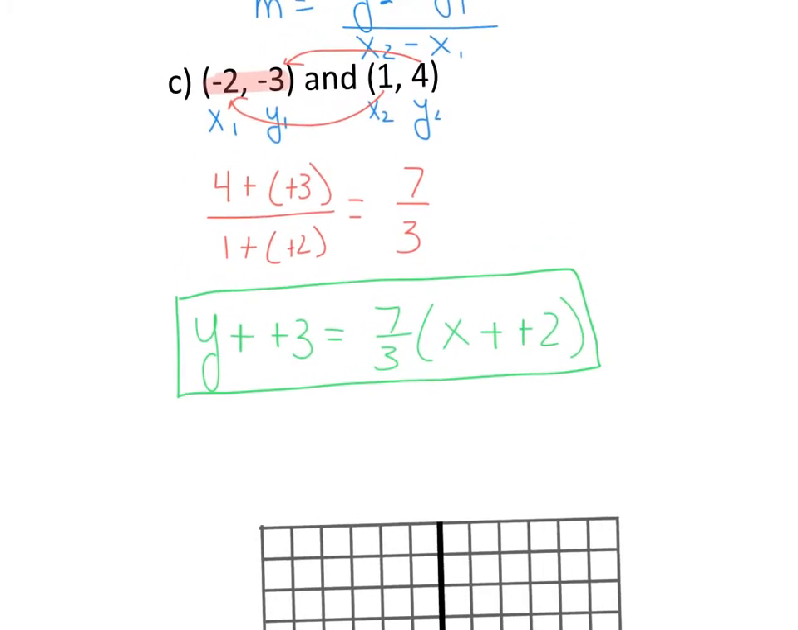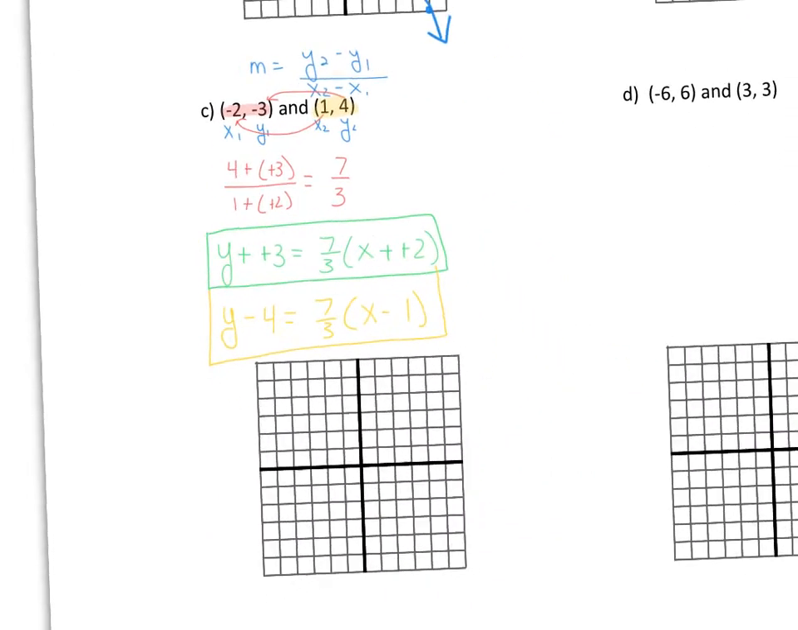Now, if you were to choose the 1, 4 there, okay? It would be y minus your y value, which is 4, equals 7/3 x minus your x value, which is 1. So you can give me either answer here, and they'll both be correct. So I don't care which point you use, so just pick a point, either answer. You only need to give me one of them, though, okay?